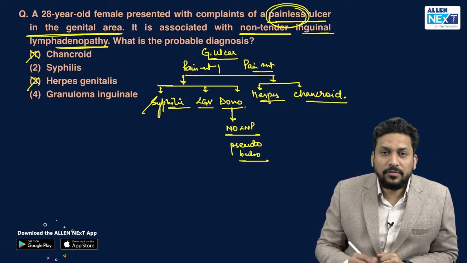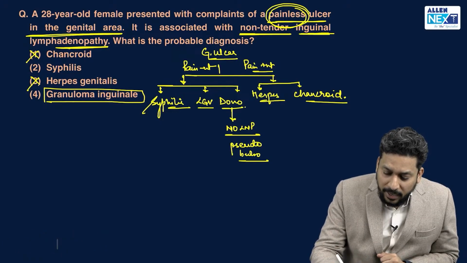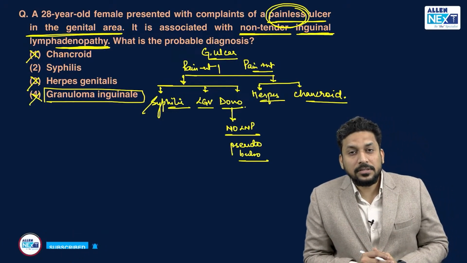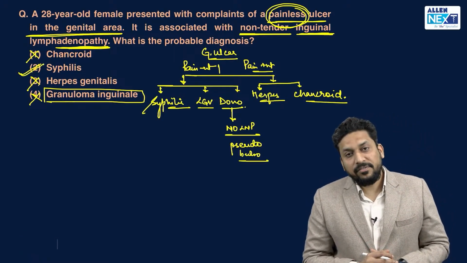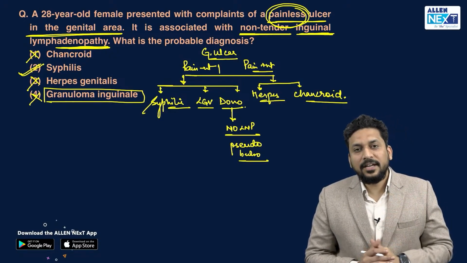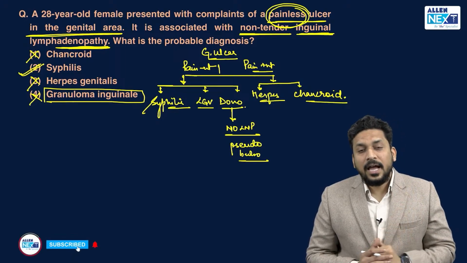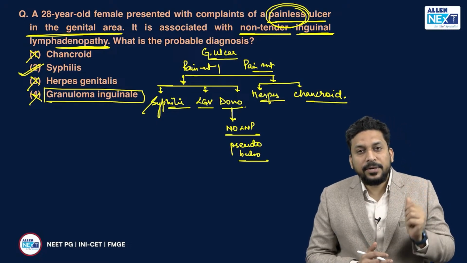Another name of donovanosis is granuloma inguinale, and because inguinal lymphadenopathy is present, obviously granuloma inguinale or donovanosis is not the answer. So we are only left with one option, and that is syphilis. In syphilis, a painless genital ulcer with non-tender inguinal lymphadenopathy is seen. The genital ulcers of syphilis are very hard due to firm induration, and the lymphadenopathy is of rubbery consistency.